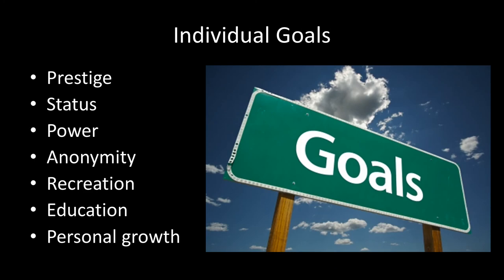Individual goals can be a variety of things. Different people seek different things in different situations, but it might include things such as looking for prestige or wanting status and power inside the group. But also, wanting some anonymity, being able to fall back inside the group and allow some safety inside of that. People tend to join groups for recreation purposes and wanting to connect and make friends and do things. Obviously, people join groups to help improve themselves through education and contribute to their own personal growth.